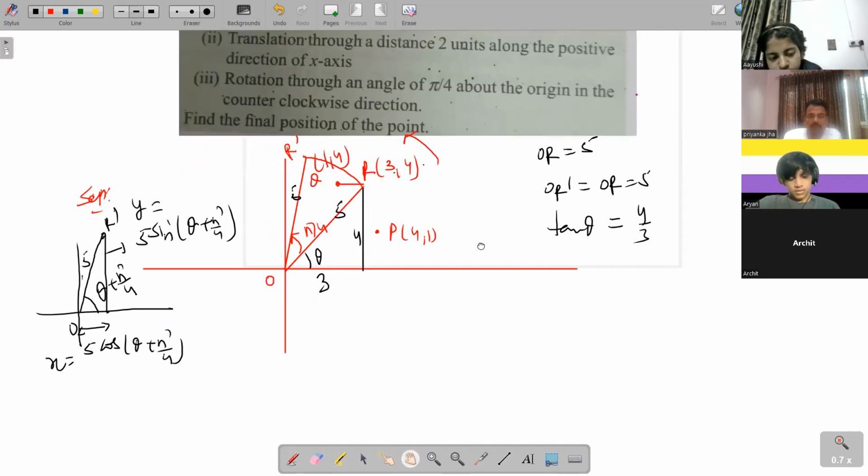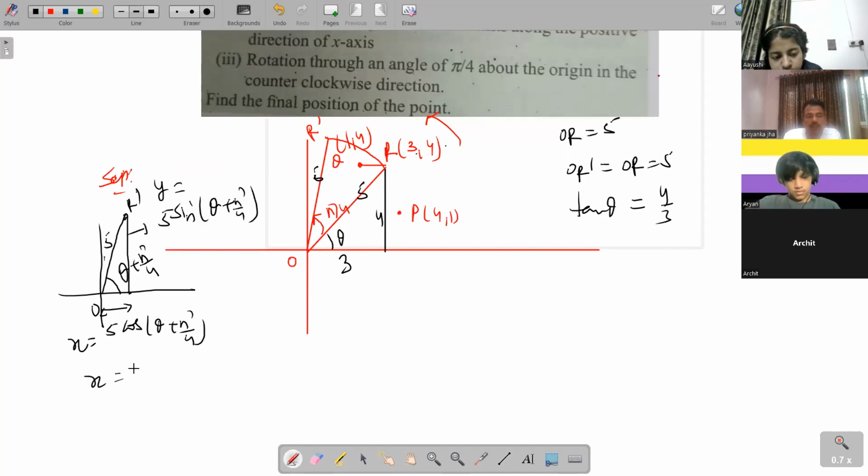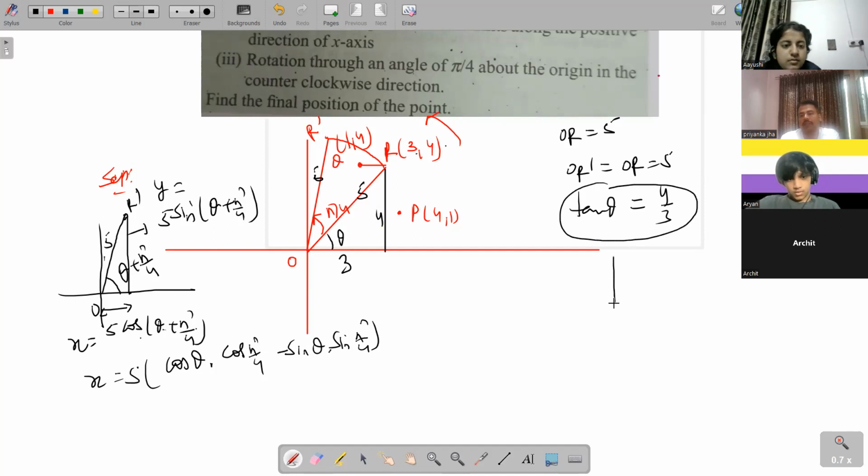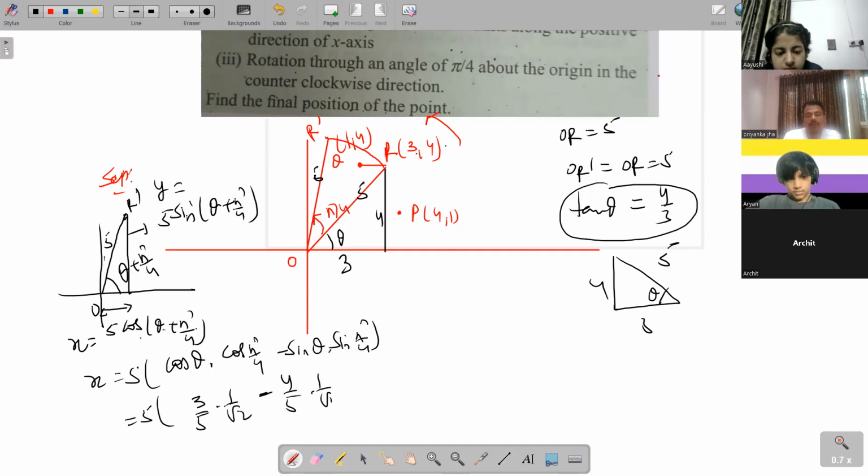You just have to calculate this. So x will be 5 times cos(A plus B). You have to apply the formula of cos(A plus B), that is cos A cos B minus sin A sin B. Now from here you can see tan theta is 4 by 3, so we can find everything. Cos theta would be 3 by 5, and this is 1 by root 2. Sin theta is 4 by 5, and this is 1 by root 2. 5, 5, 5 gone. So the answer would be minus 1 by root 2.